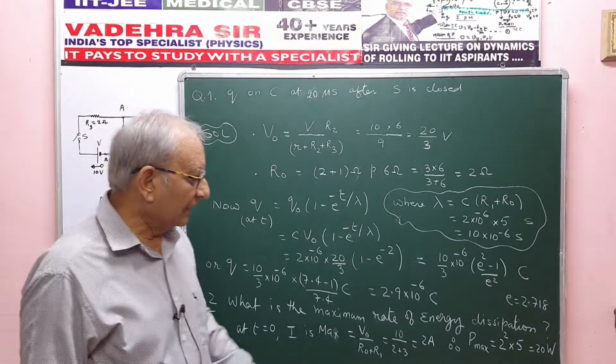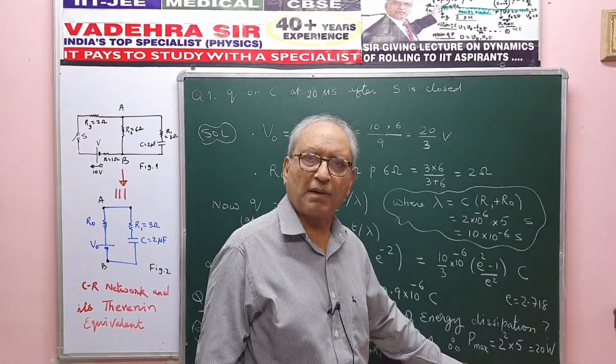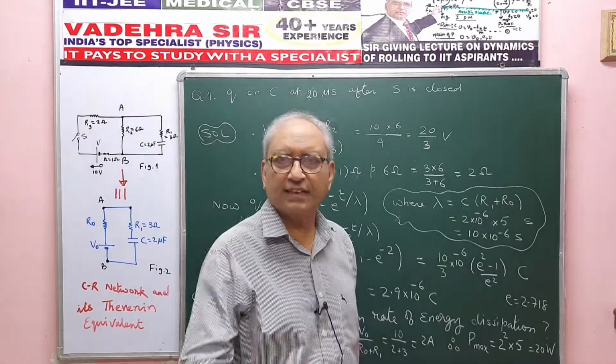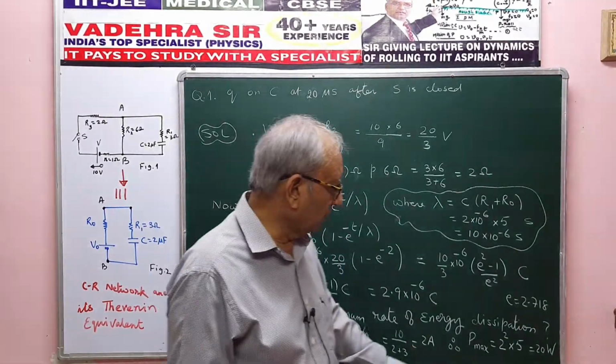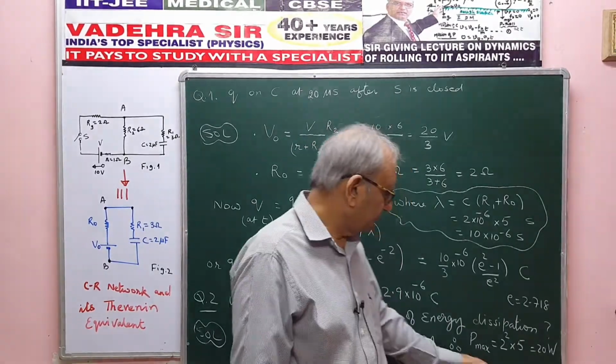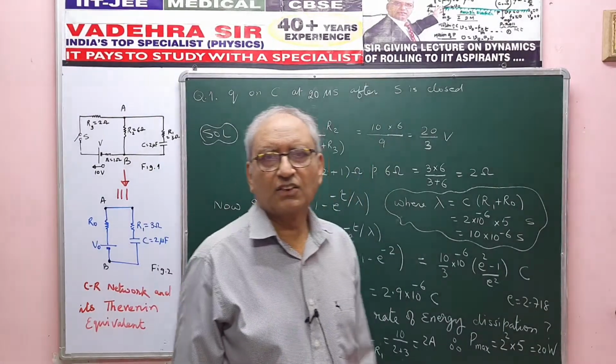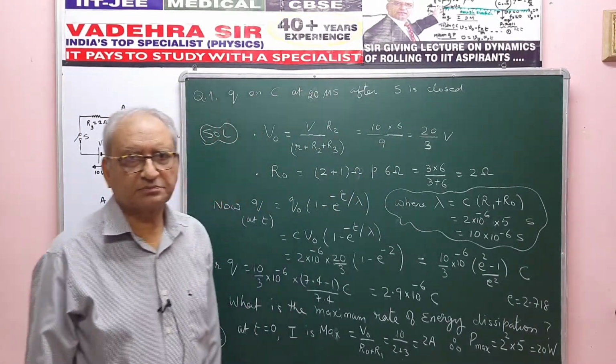2 ampere. And then what is the maximum energy rate? What's the maximum power dissipated in the circuit? That is at the instant t equal to 0. 2 square multiplied by 5. That is the P max. And I get the answer 20 watts.